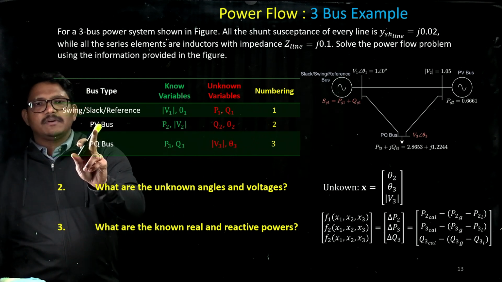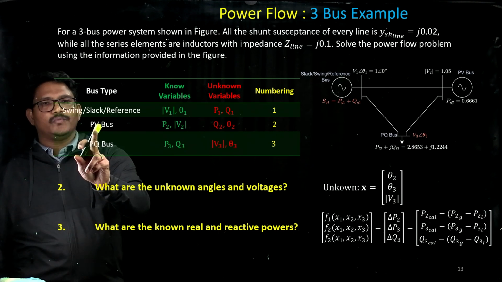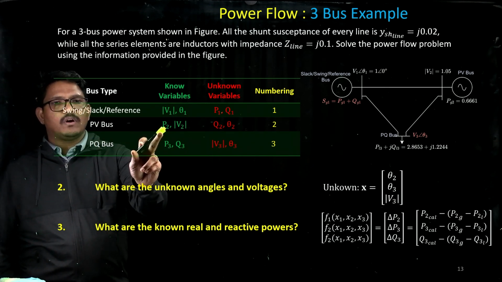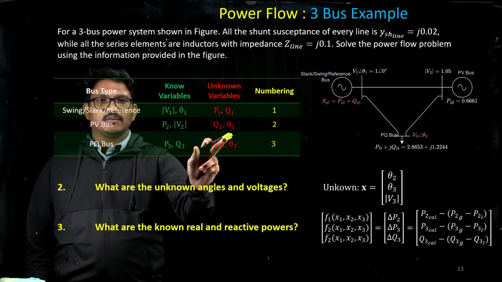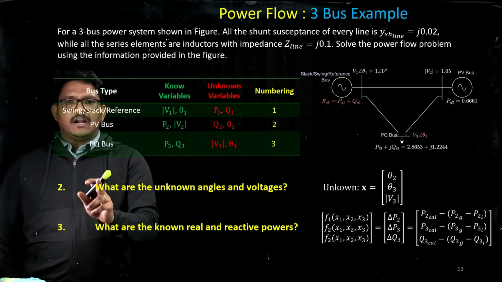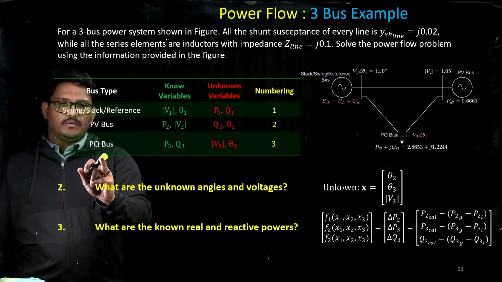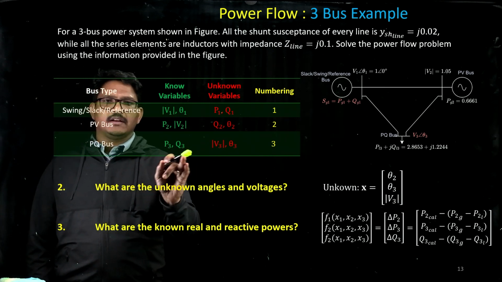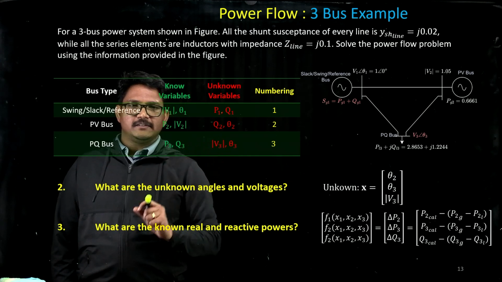Now the second bus is actually a PV bus, a generator, where the real power and the voltage values are given, but we do not know the value of the reactive power output and the angle. That is our second bus. And now the third bus is the PQ bus, a load bus, where you know the values of real and reactive power loads, but you don't know the values of the voltage and angle.